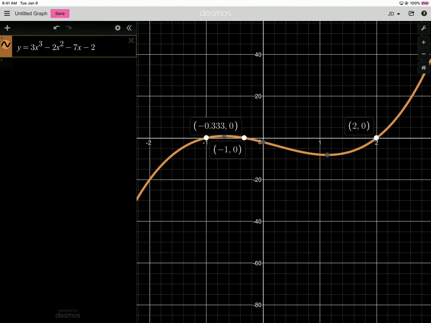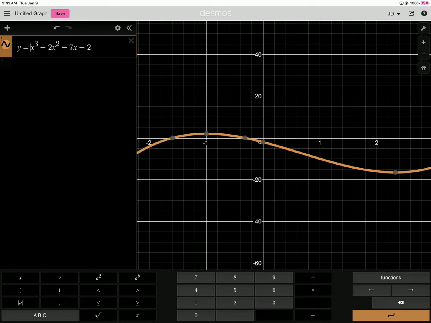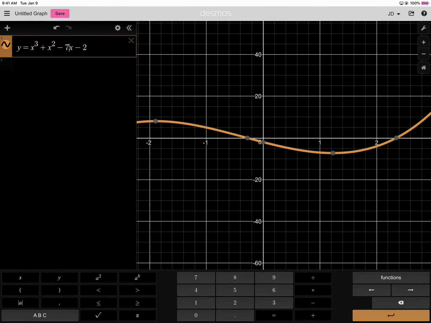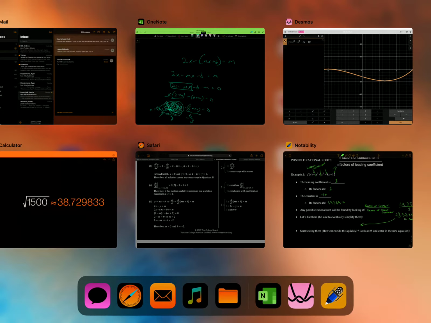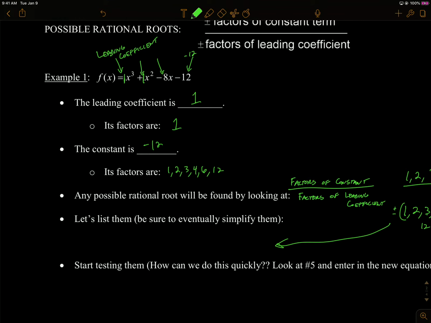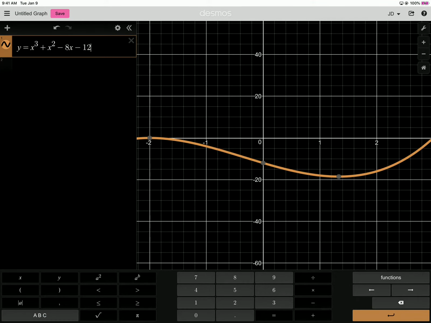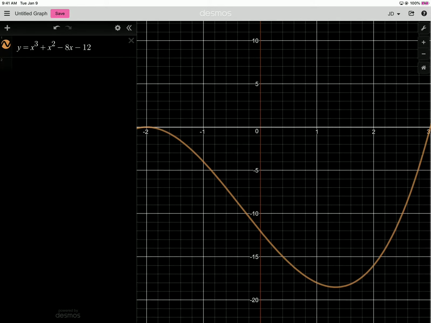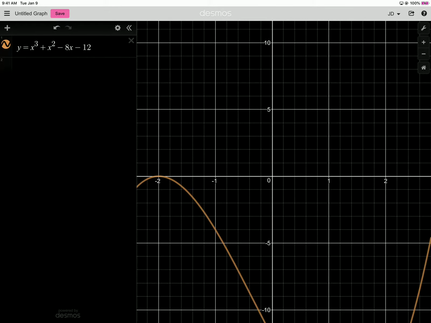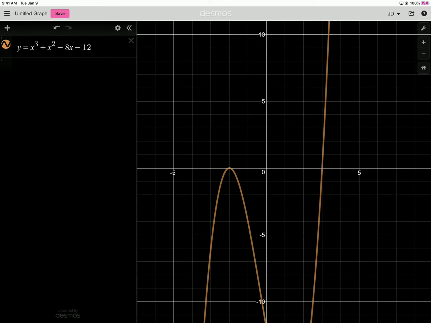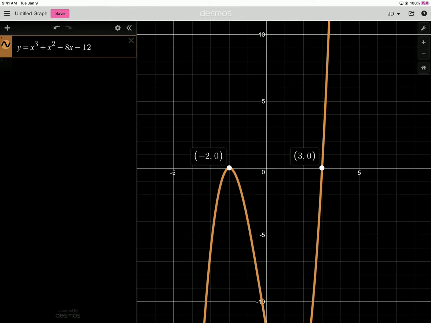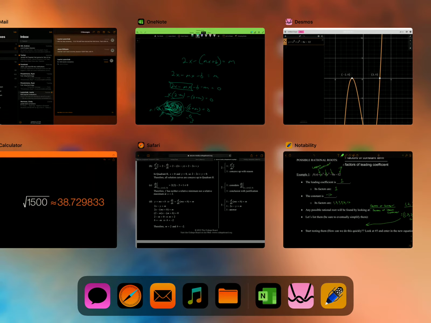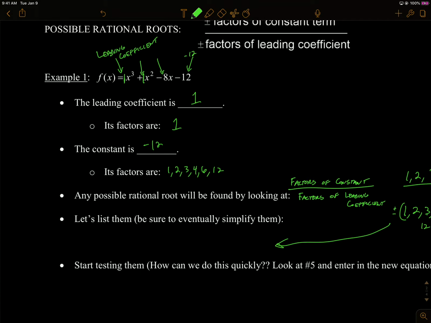So x cubed plus x squared minus 8x minus 12. Did I get that right? Did I remember it correctly? Yeah. So if we look at the graph, sorry, I'm going to condense this a little bit. I can see it has 2 roots, and those are from our list. So when we test them, negative 2 and 3 should work. Let me show you.